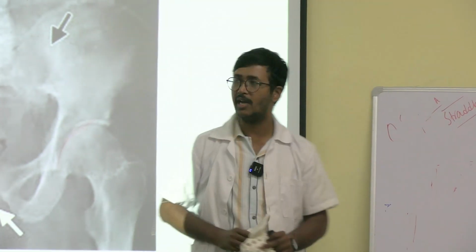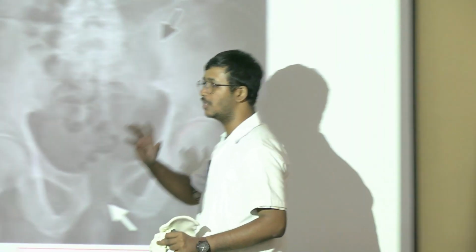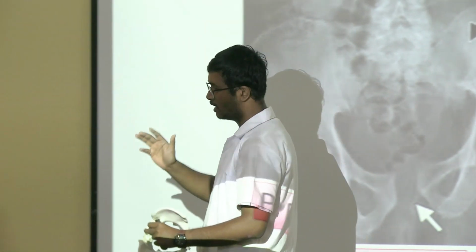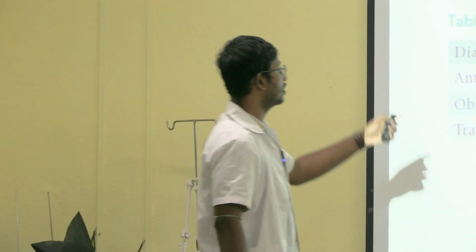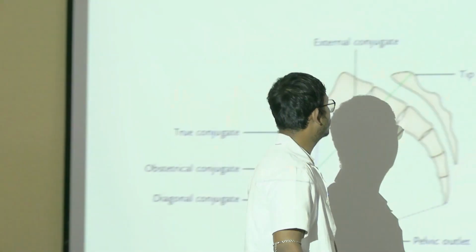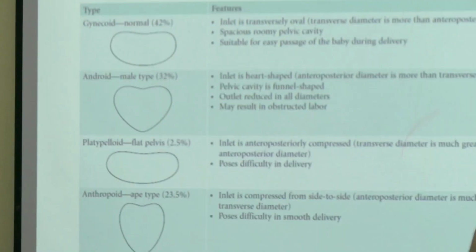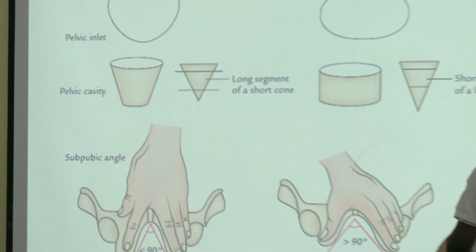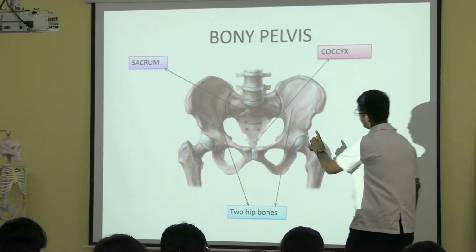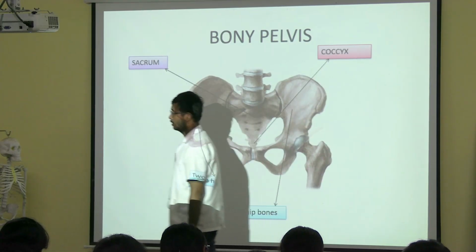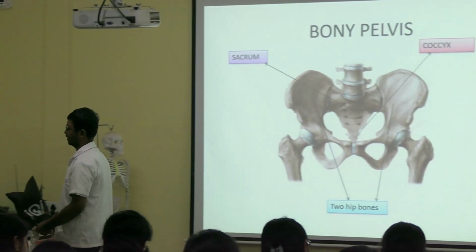Okay, that is why I have kept just the anterior-posterior, transverse and the oblique diameter for the inlet, outlet and the cavity. So try to memorize that table only, that is this table only, and try to study these basic things, and finally this part. Okay, what is the bony pelvis comprising of? Okay, that will be sufficient for your exam. Okay.